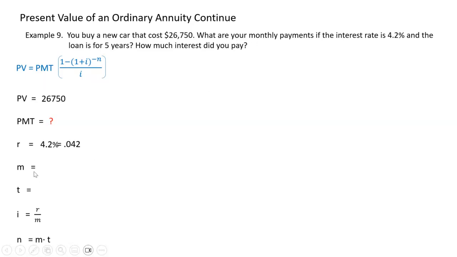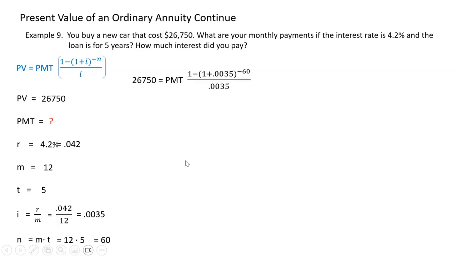Monthly payments means the compounding M is 12, because for cars and also for homes, M is always 12, compounded monthly, because they're always monthly payments. The T is 5 years. The I will be R divided by M, 0.042 divided by 12, which gives us 0.0035. The N is M times T, 12 times 5, which gives us 60.